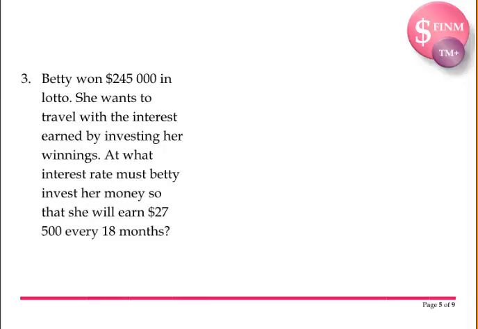Next, Betty won $245,000 in lotto. She wants to travel with the interest earned by investing her winnings. At what interest rate must Betty invest her money so that she will earn $27,500 every 18 months? Note that that is $27,500. It's just rolled onto the next line.